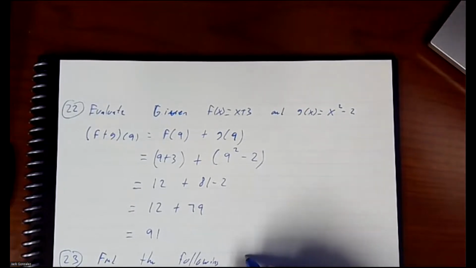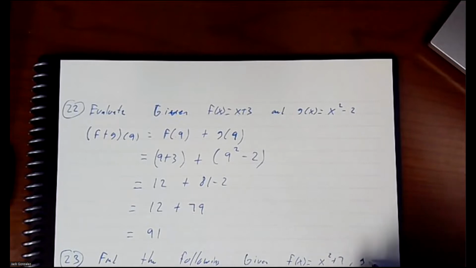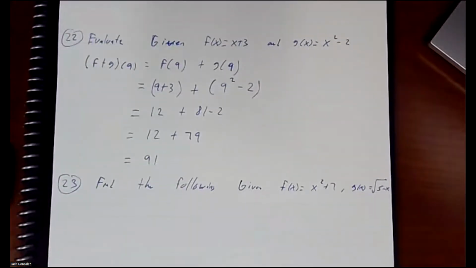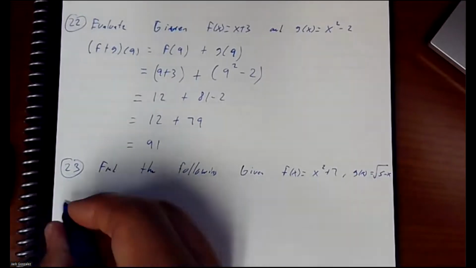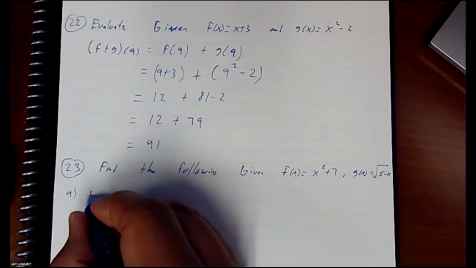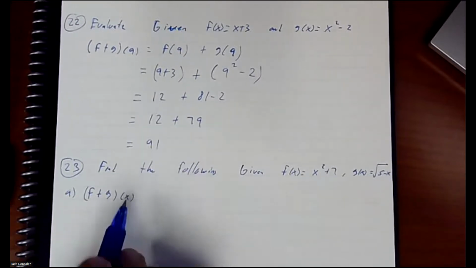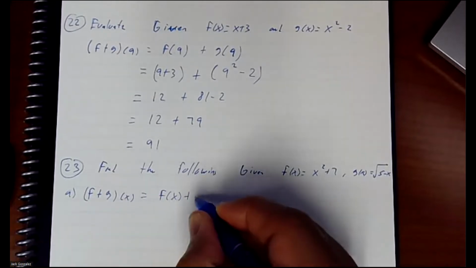Find the following, given that f is x squared plus 7 and g is the square root of 5 minus x. So they want us to find f plus g of x, but they're not using any number, they're just in general. So that means just add them together and you're done.